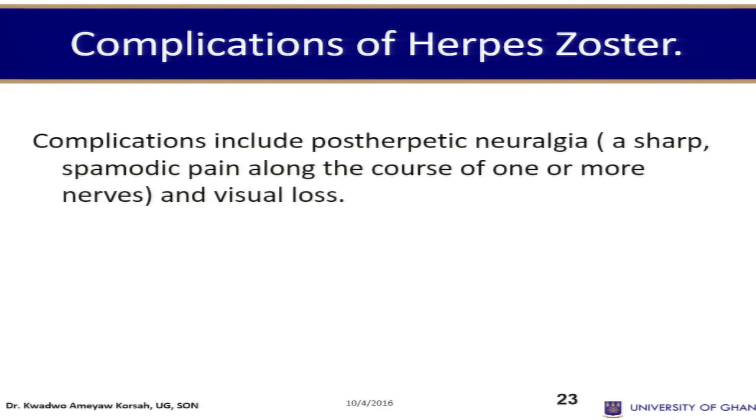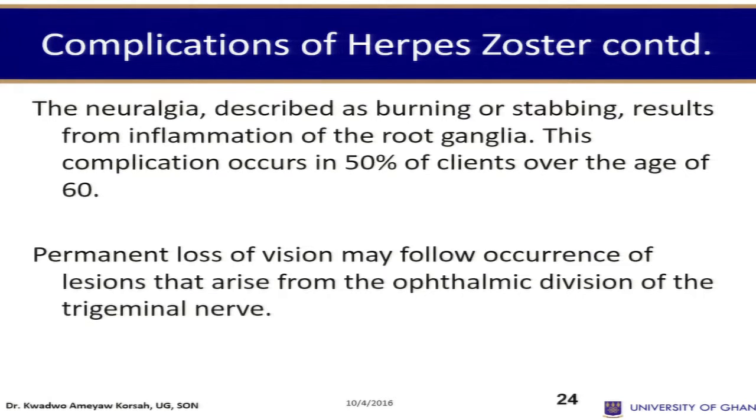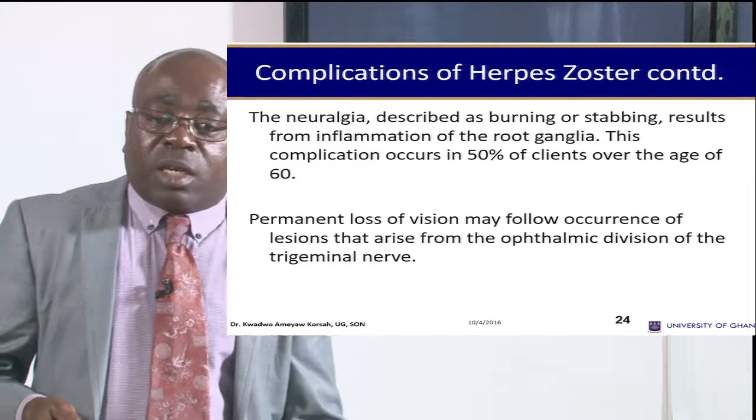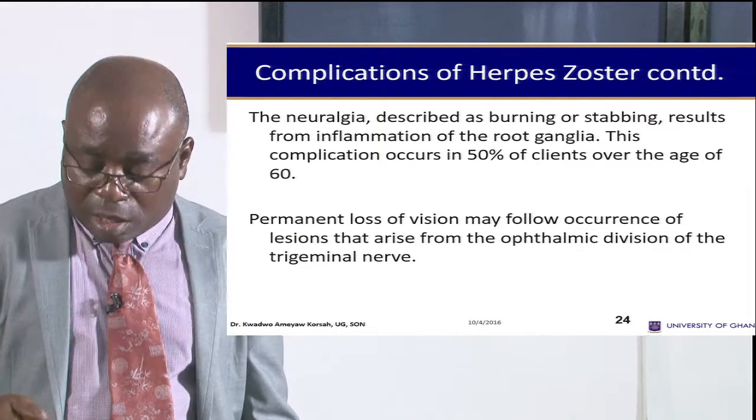The complications include post-herpetic neuralgia, a sharp spasmodic pain along the course of one or more of the nerves that are involved, or it can also lead to visual loss. The neuralgia is described as a burning or stabbing manifestation that results from inflammation of the root ganglia, and this complication occurs in about 50% of patients over the age of 60. Permanent loss of vision may also follow the lesions that arise from the ophthalmic division of the trigeminal nerve.